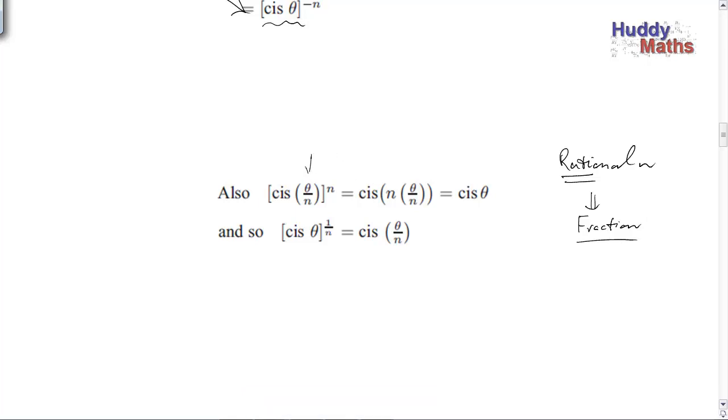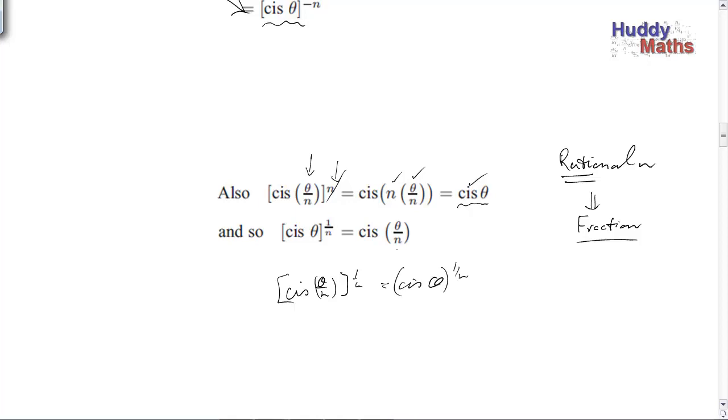Cis of theta on n, to the n, we would say is, let's apply the rule, n times theta on n, which is cis theta. Okay, so that's where n is a positive or negative integer here. And so if you were going backwards here, cis theta to the 1 on n, what you would do is that would cancel out that, wouldn't it? Let's have a look at that. Cis of theta on n to the 1 on n equals cis theta.